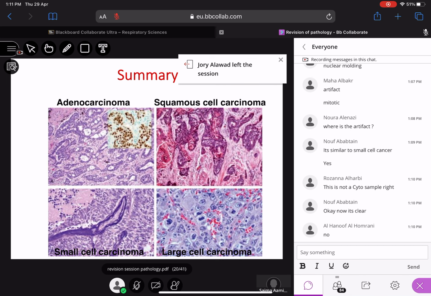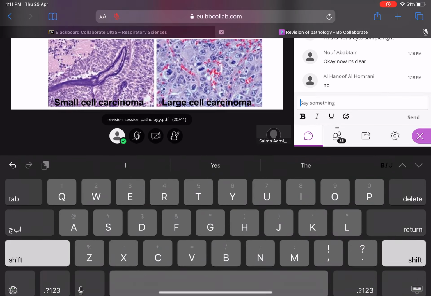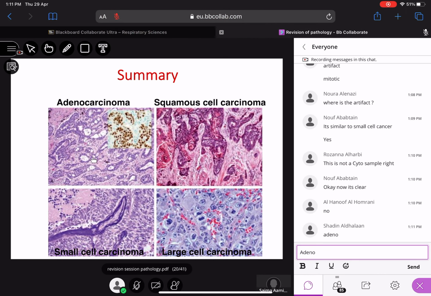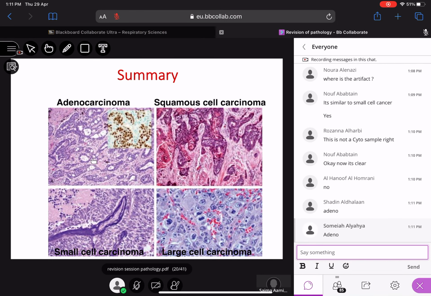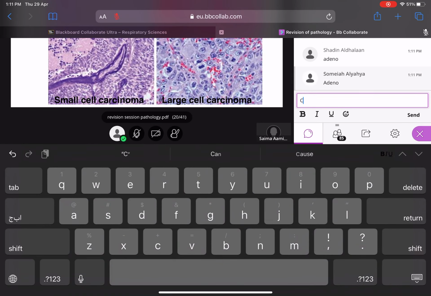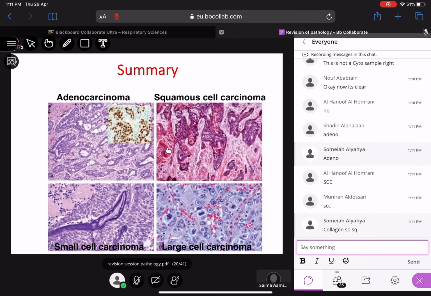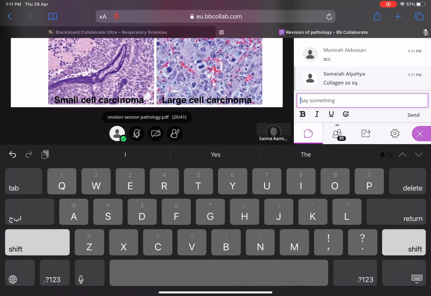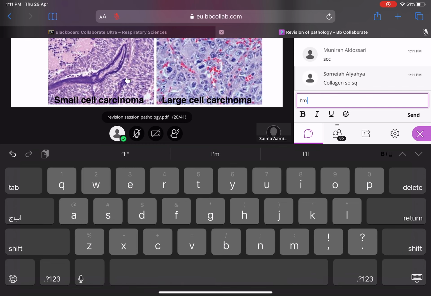Just as a summary, what is the diagnosis in this one? What do you think? I have brought some different pictures just for your practice. Adenocarcinoma, you see glands. Okay. What about this one? Squamous cell carcinoma, exactly. Squamous cell, not collagen, keratin. It's keratin pearls. Okay, what about this one?